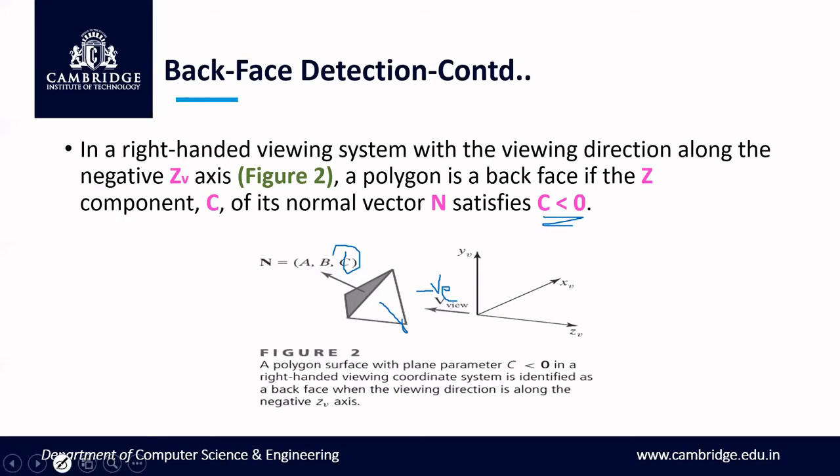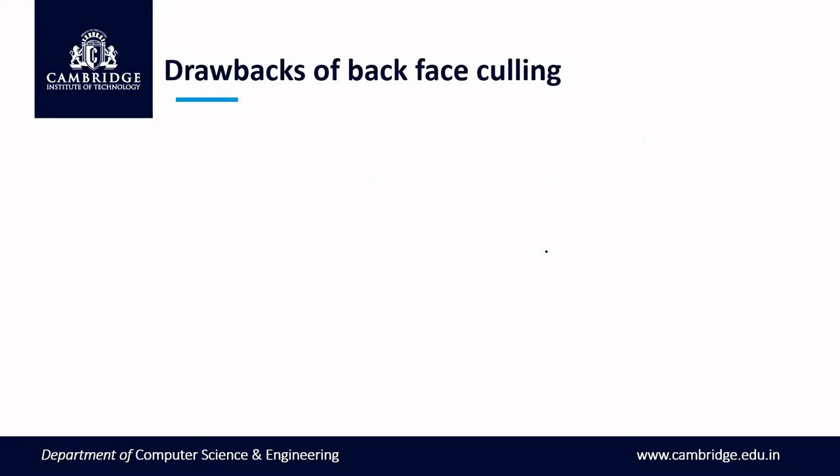Now, this is my normal vector, which is a front face, which is along the direction of the x-axis. So I will get a positive direction. That means if V dot N is greater than 0, then we will get a front face. It's exactly the opposite of my left-handed viewing system. So this is one scenario we are discussing here.